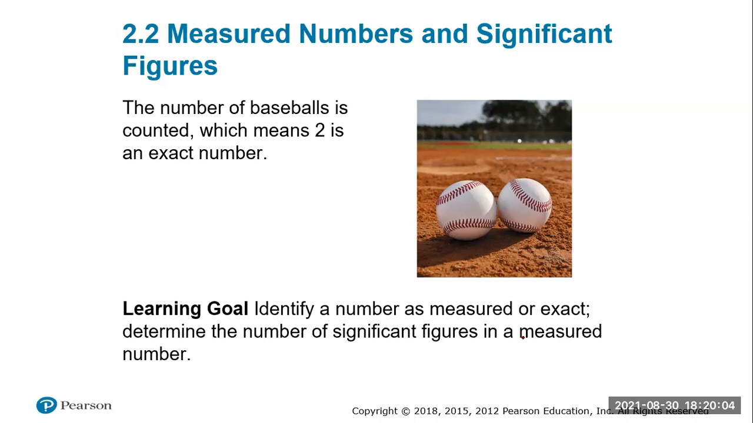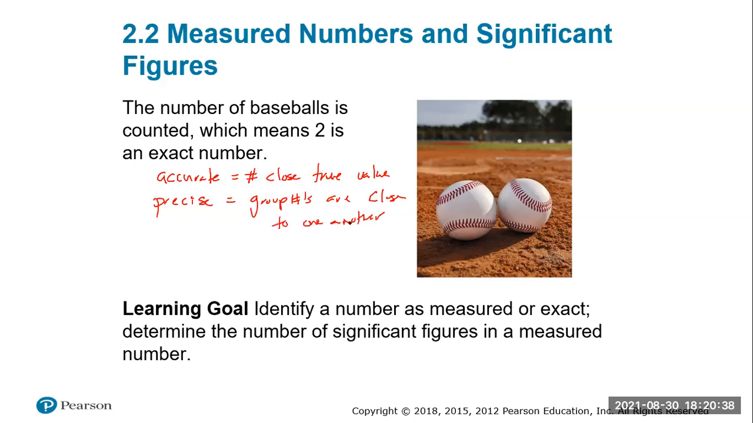So for example, if we talk about something being very accurate or accuracy, if something is an accurate measurement, it means that the number that you got is close to the true value. While if something is precise or has good precision, it means a group of numbers are close to one another. So what is the difference there?